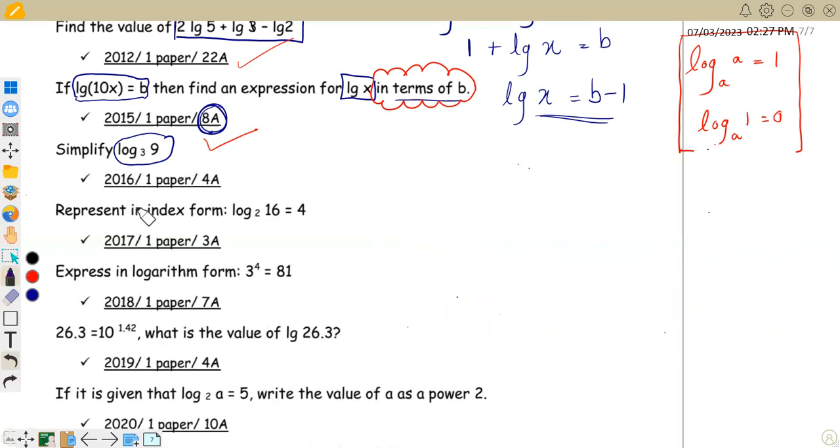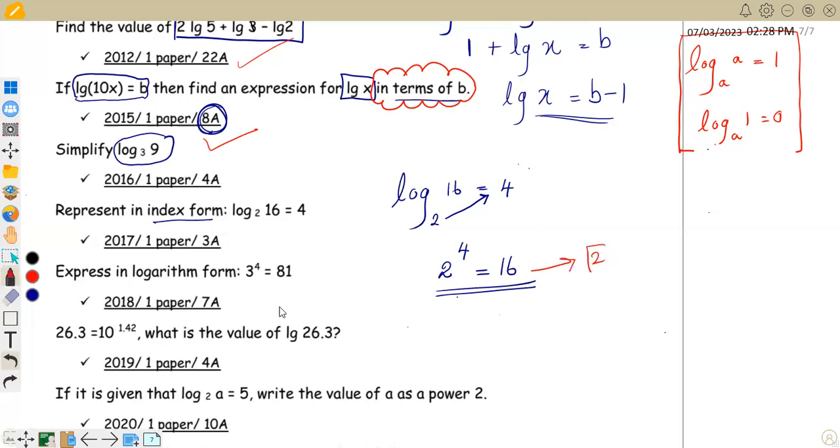Then 2016, the fourth question. Represent in index form. Very simple question. Logarithm of 16 to the base 2 equals 4. To convert into index form, what you have to do? Write the base. Base is 2. What is the index? Index is the answer of the log form. It is 2 to the power of 4 equals 16. The answer in the log form becomes the index. Here you can obtain 2 marks at once.